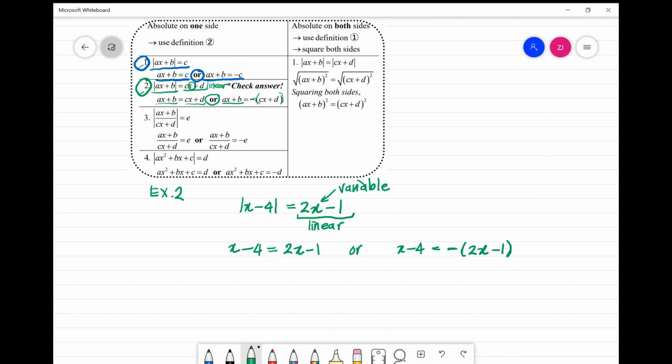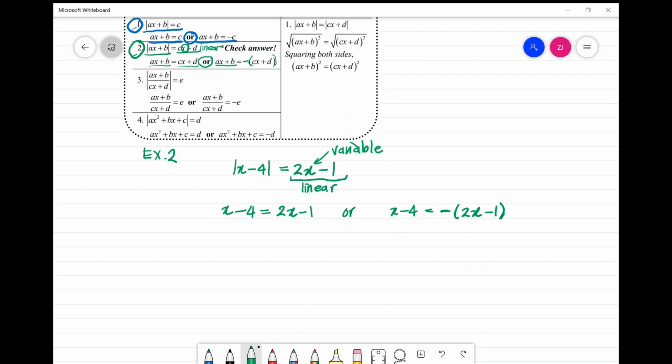So now, how do we solve this? We solve one by one. So we have this. For example, we bring the negative 1 to the left and we bring the x to the right. So what do we have? We have minus 4 plus 1, which is negative 3, and 2x minus x is x. So we rearrange, so x equals negative 3.